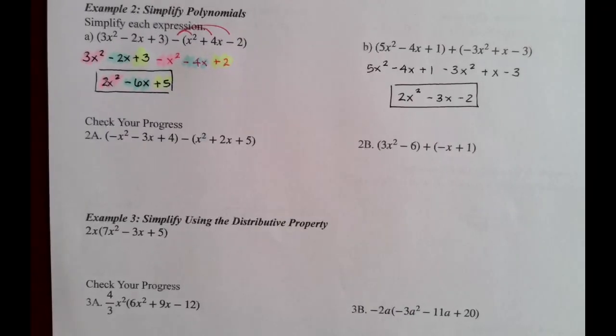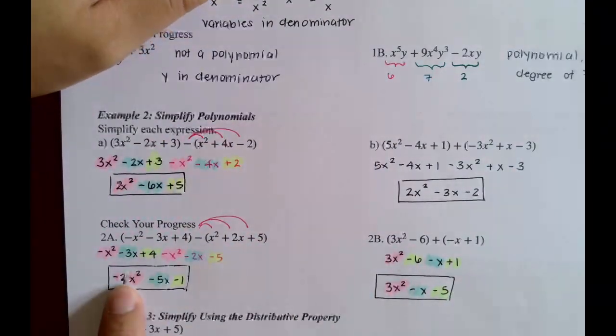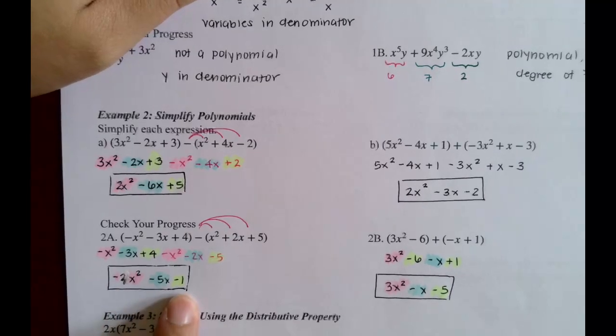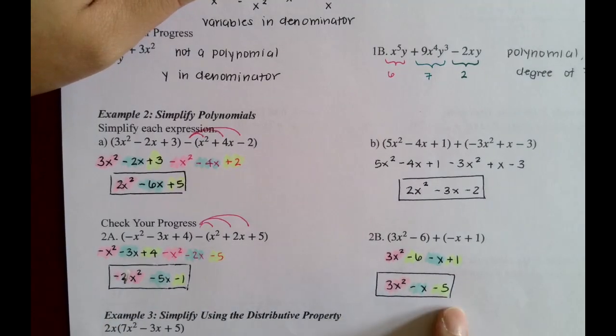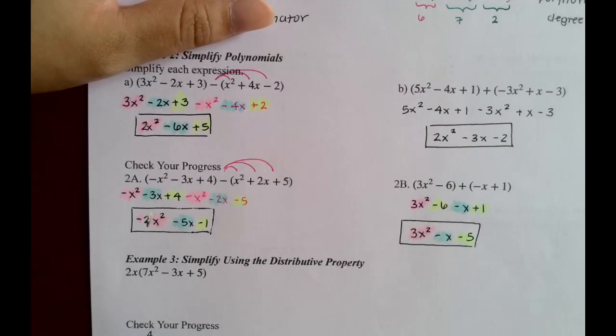Okay, so why don't you try CYP 2A and 2B, and once you're done, come check your answer. Okay, you should have gotten a negative 2x squared. Sorry, it kind of smeared a little when I highlighted minus 5x minus 1, and then the other one is 3x squared minus x minus 5. If you got it, you can move on to the next example. If not, here's your explanation.